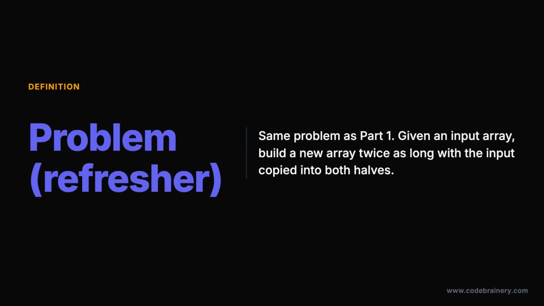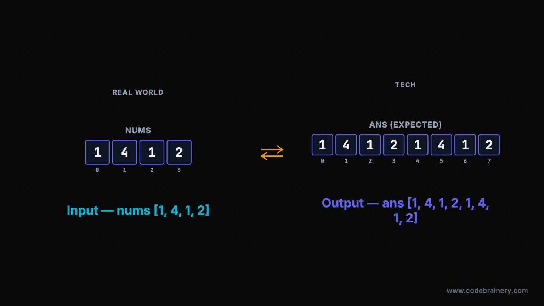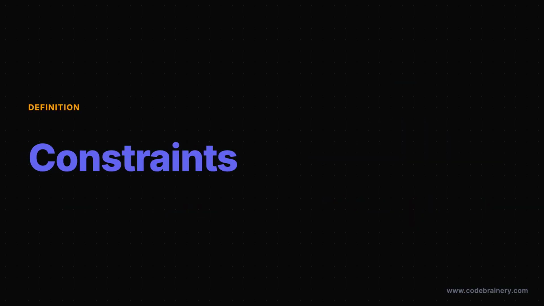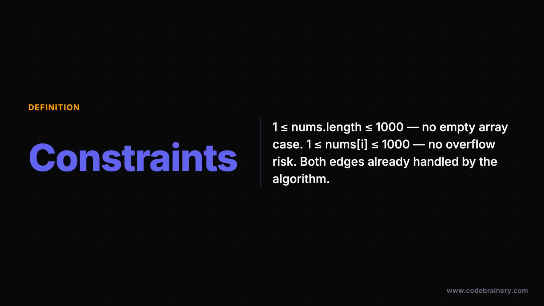Quick refresher. Given an array of integers, build a new array twice as long, where the first half is a copy and the second half is another copy. Return that array. Same example as Part 1. Input 1, 4, 1, 2. Output is those 4 numbers, then those 4 numbers again. Constraints unchanged. At least one element, at most 1,000. Values are small positive integers. No edge cases, no overflow risk.